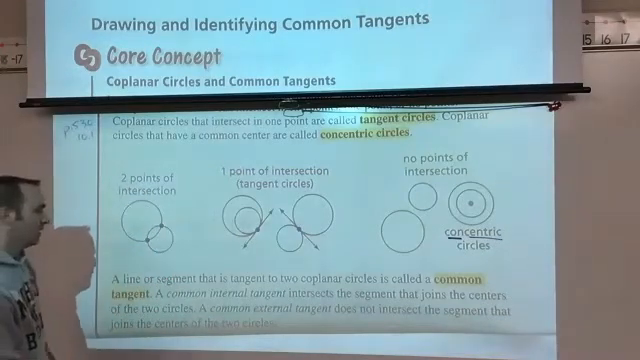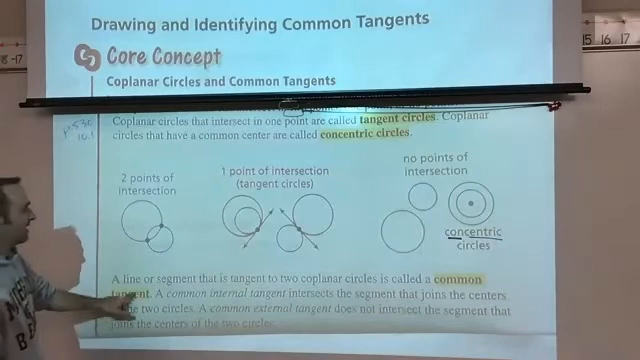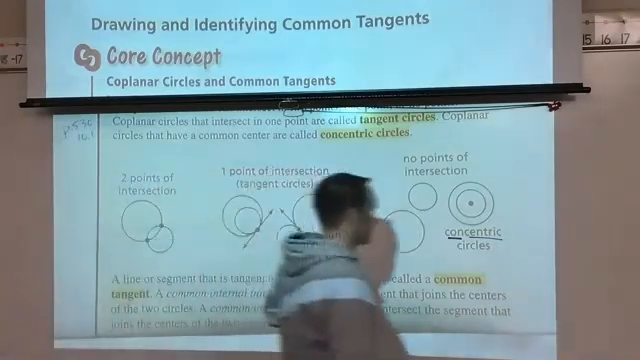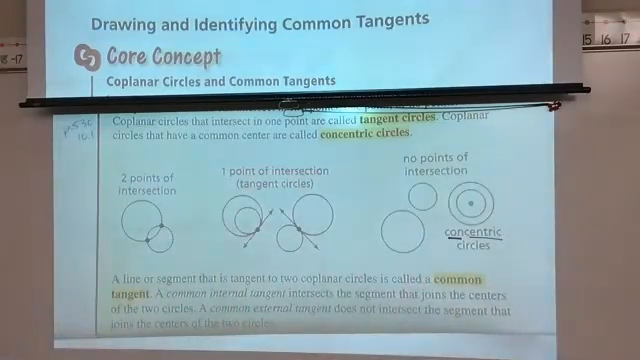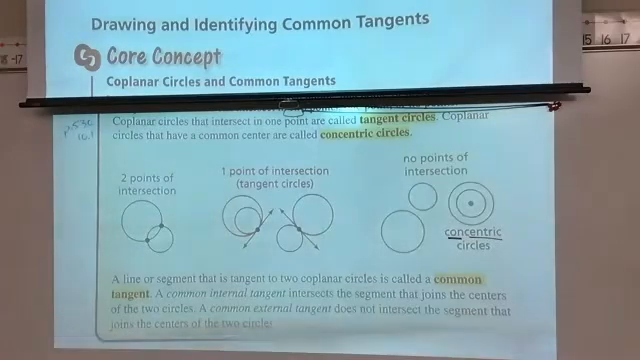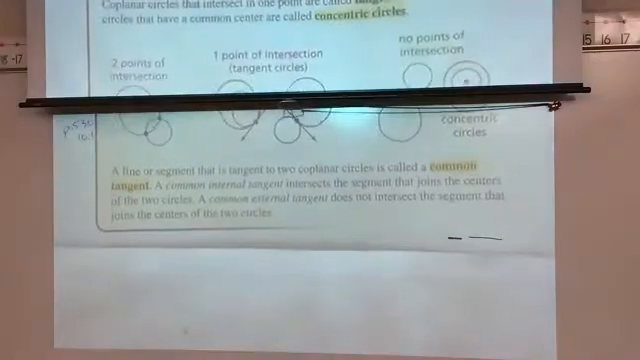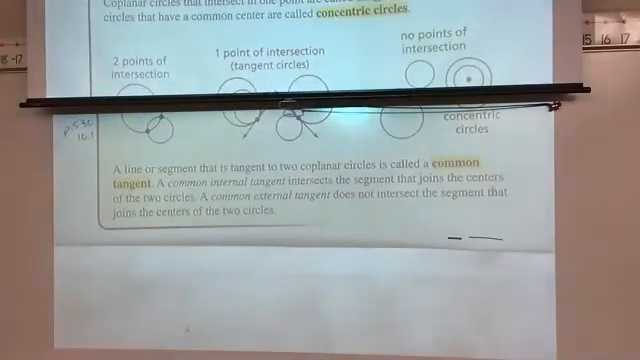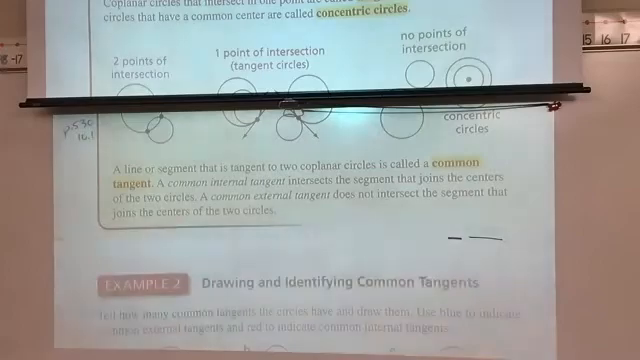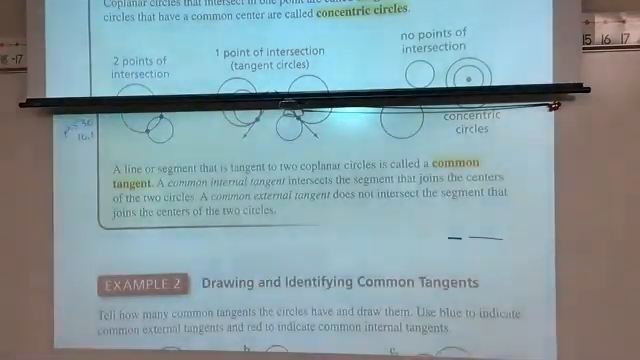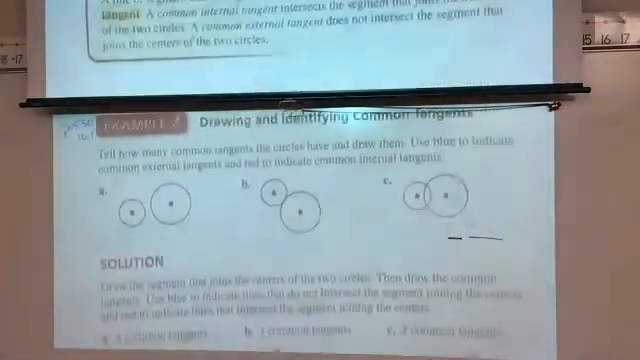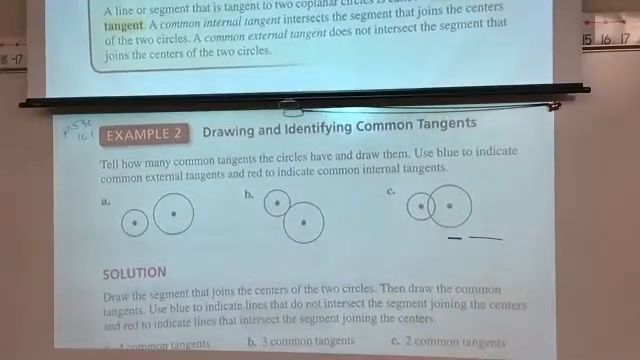All right. The line that crosses through, if we look at our tangents here, a line or segment that is tangent to two different circles is called a common tangent. Okay, a common tangent there. And depending on what it looks like, we say they're either internally or externally tangent.